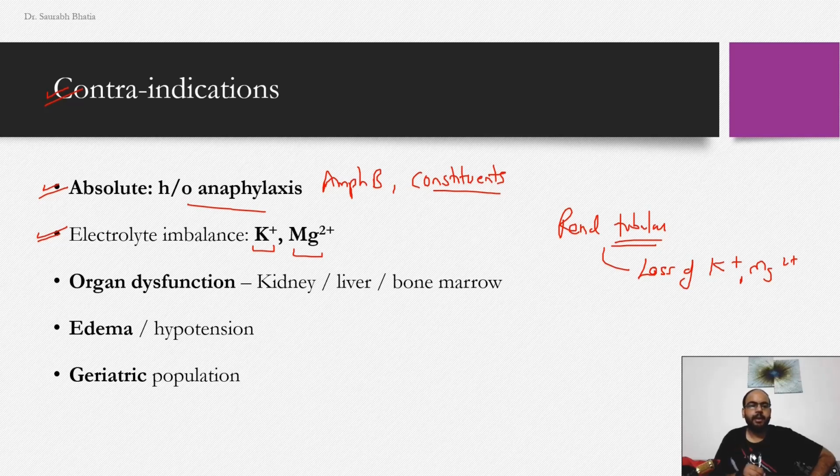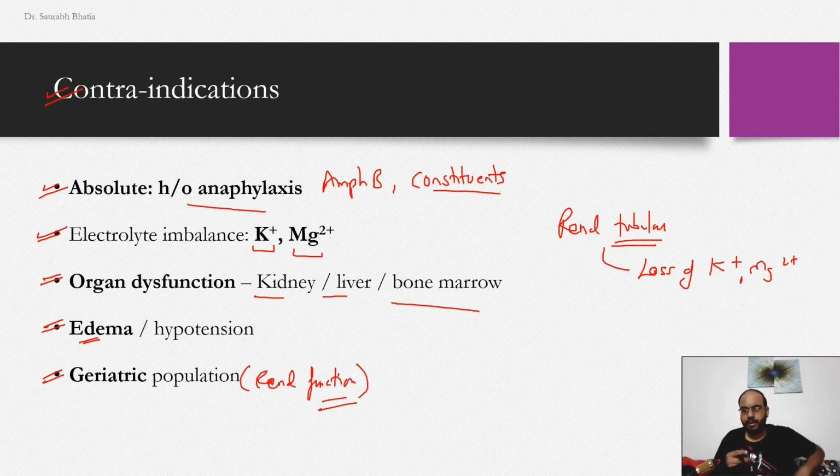Organ dysfunctions: if kidneys are affected, livers are affected, or bone marrow toxicity is there, amphotericin B is relatively contraindicated. Edema and hypotension: I've told you that edema can occur because of hypernatremia, or prolonged kidney damage can lead to edema. In the geriatric population, they might have improper renal function, so the toxicity of amphotericin B increases because the kidney is already damaged and is getting further damaged. So these are the contraindications.